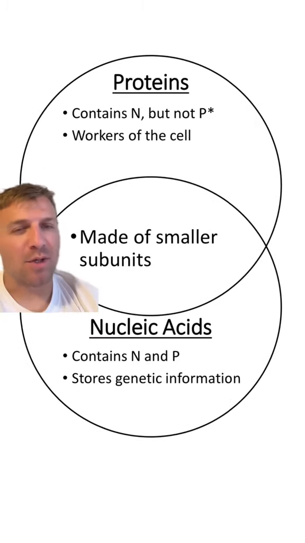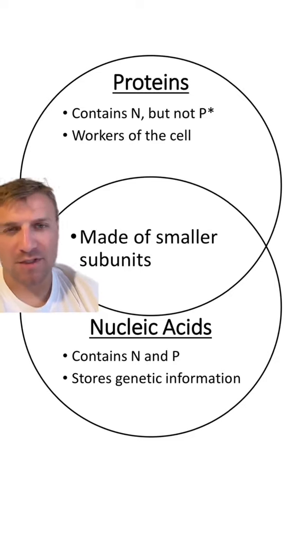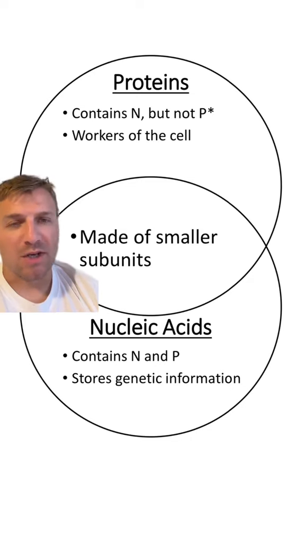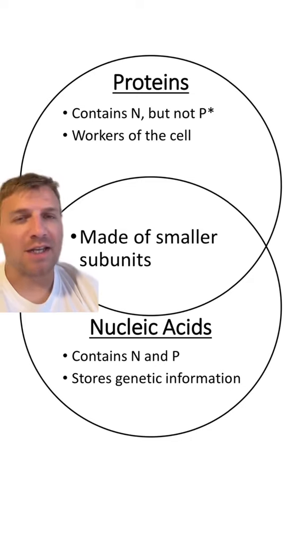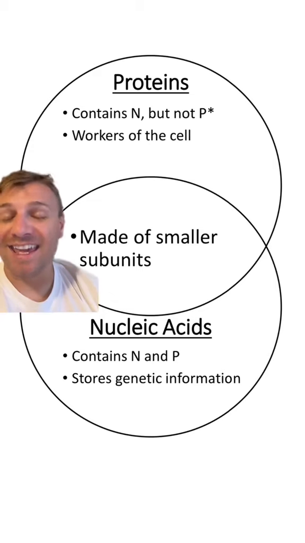Now let's compare proteins and nucleic acids. Both of these molecules are made of smaller subunits. Specifically, nucleic acids are made of nucleotides and proteins are made of amino acids. Now, proteins contain nitrogen as well as the carbon, hydrogen, and oxygen talked about before. Nucleic acids contain nitrogen and phosphorus.